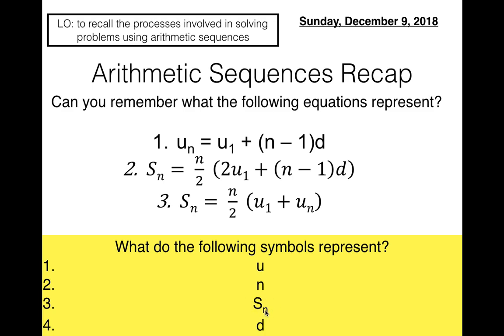Sn is the sum of all of the values of the terms up until term n. So if I said find the sum of all the values up until term 50, this would become S50, and we could use one of these two equations here to calculate the sum of all of those values up till term 50. And we're going to look at that in a bit more detail later on. So it's really this first equation here that's going to be the most important one today.